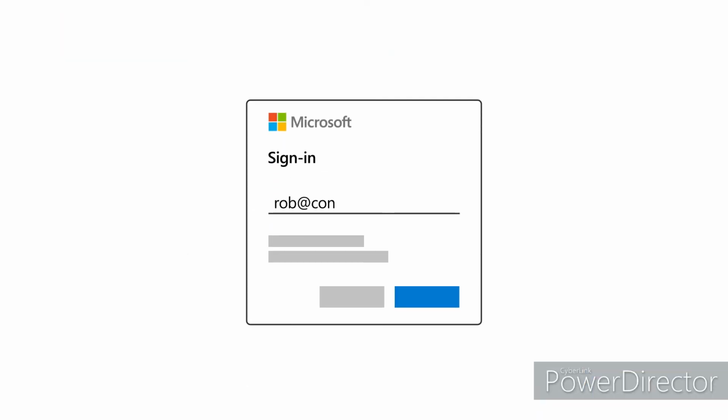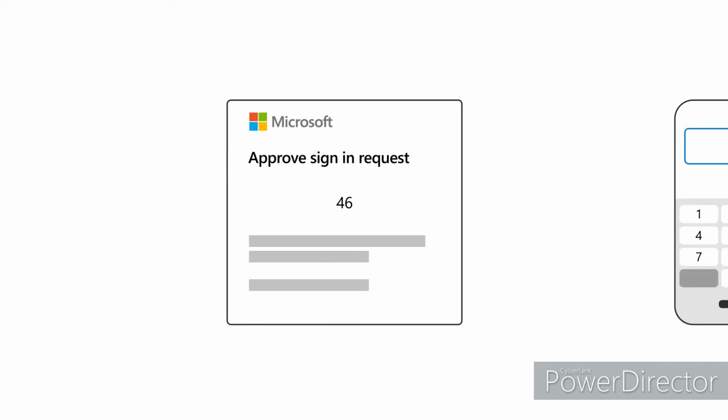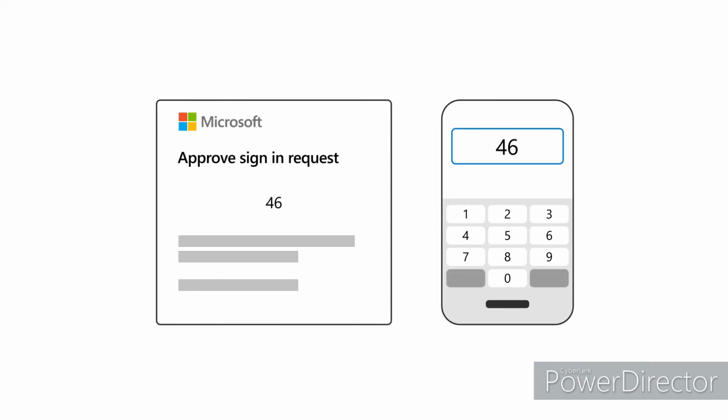With multi-factor authentication, you will now be prompted to use the Authenticator app under certain conditions, like when signing into Microsoft 365 from a new location or device.